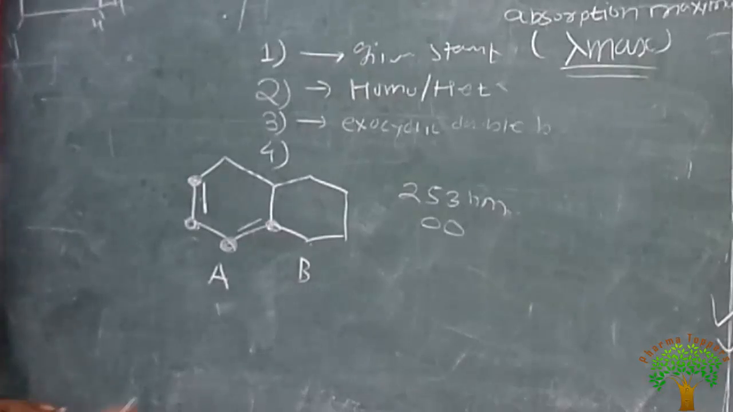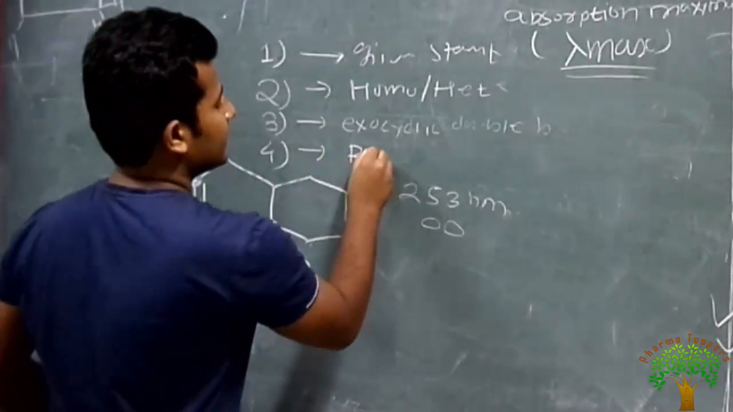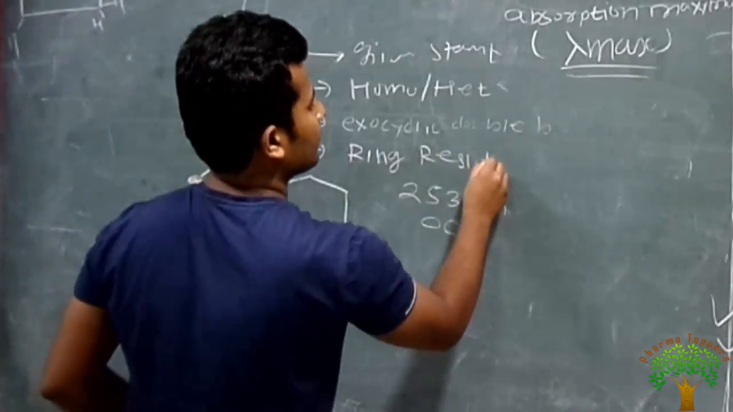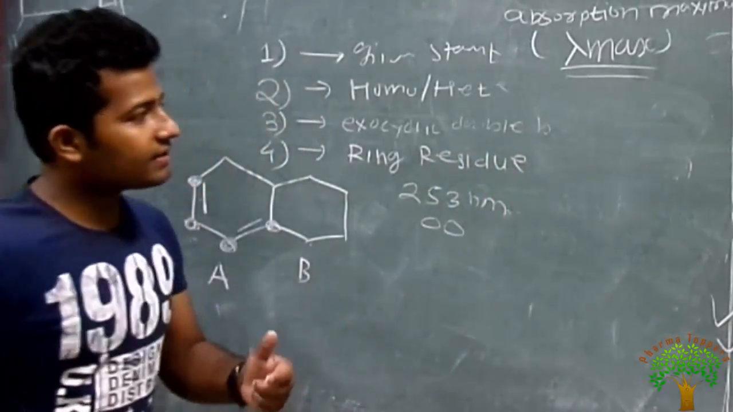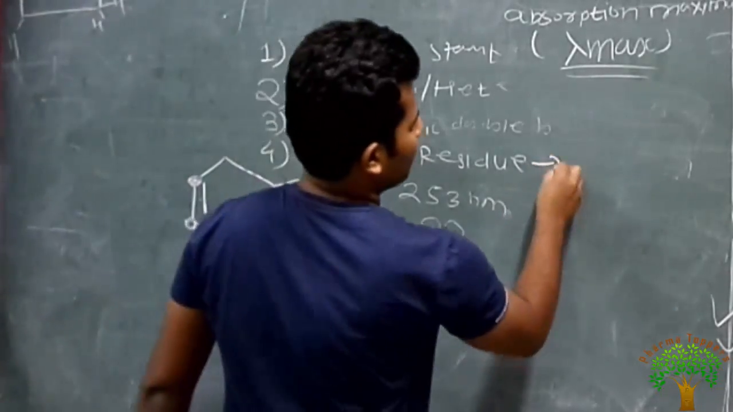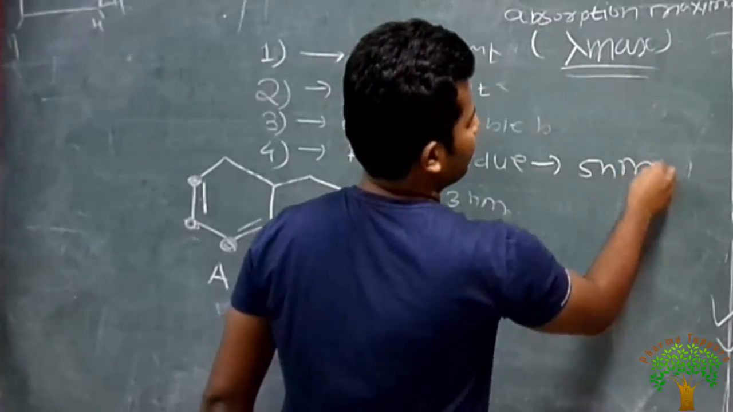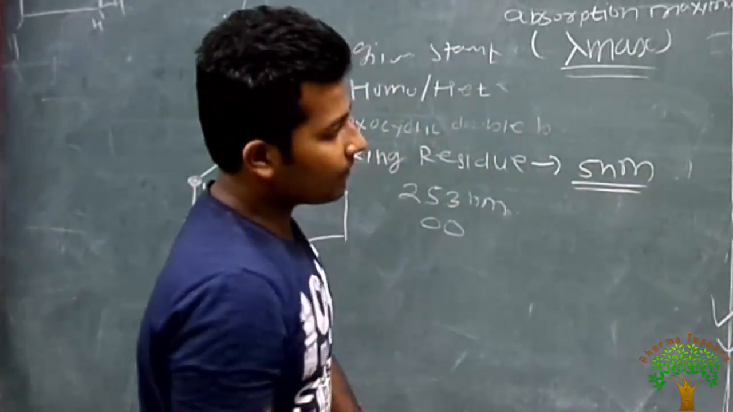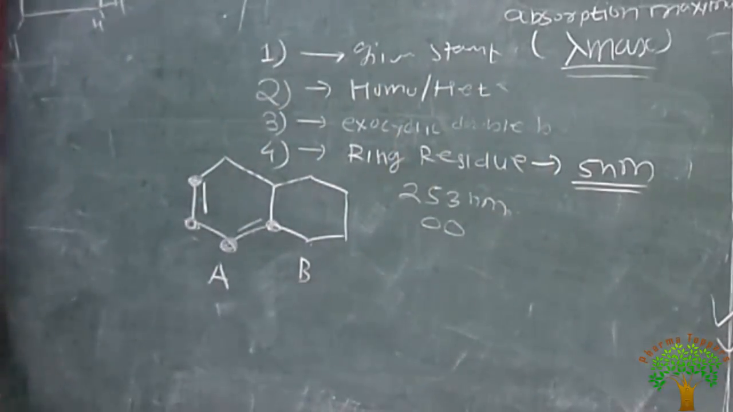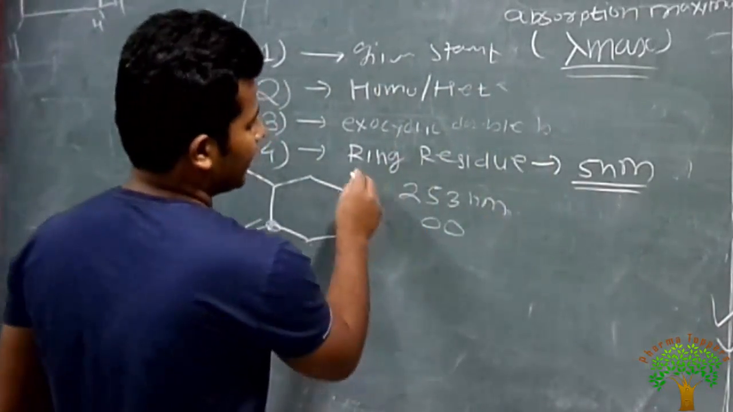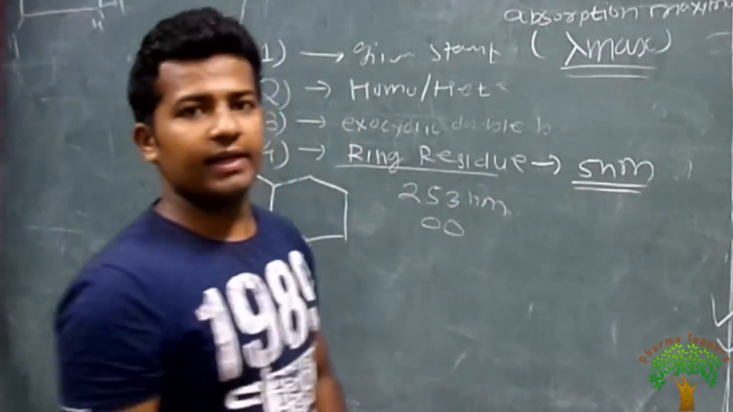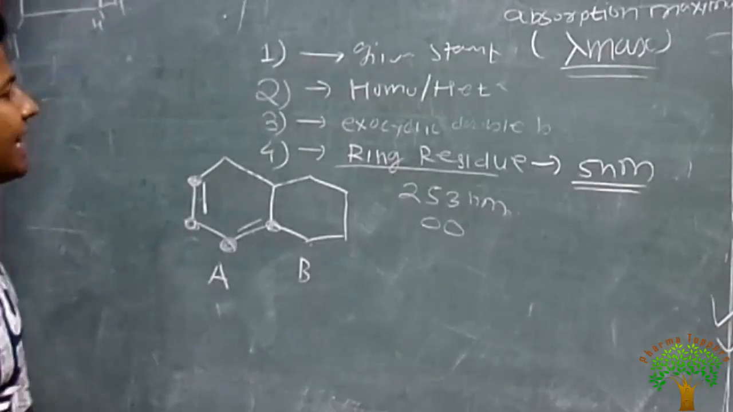Fourth, ring residue. This is very important. For each ring residue, we have to add 5 nanometer. Remember this? I think the ring residue is missing from our chart, so add it to the chart. For each ring residue, there is an increment of 5 nanometer in lambda.